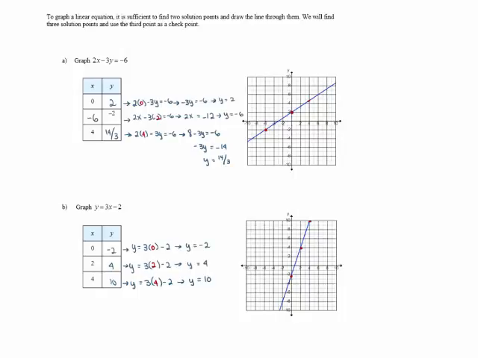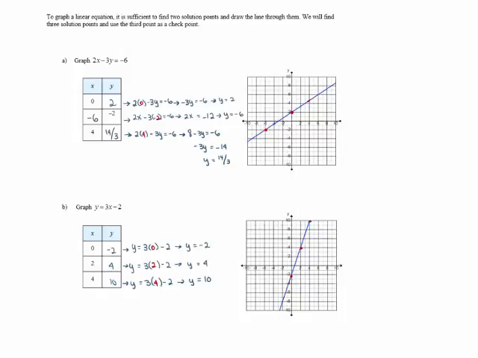Next example, y = 3x - 2. We have to evaluate y when x equals 0. In other words, we want to find the y-intercept. If x equals 0, y is equal to -2. That's the point where your graph is going to pass through the y-axis. That's why they call it the y-intercept.